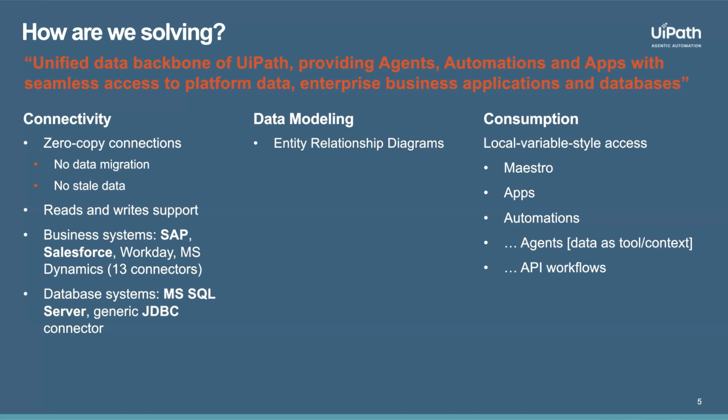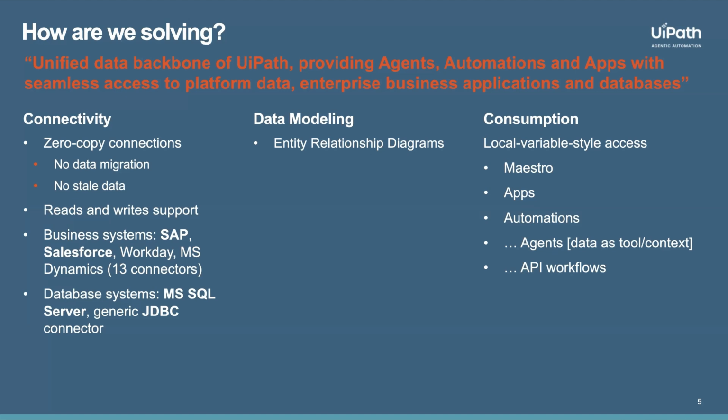On the connectivity layer, we have enabled zero copy connections, which means you will be able to access data from external systems without storing it in UiPath. I'll repeat this part: you will be able to access the data from external systems in real time without storing it in UiPath. And your processes can read and write data directly to these external systems, like Salesforce and much more.